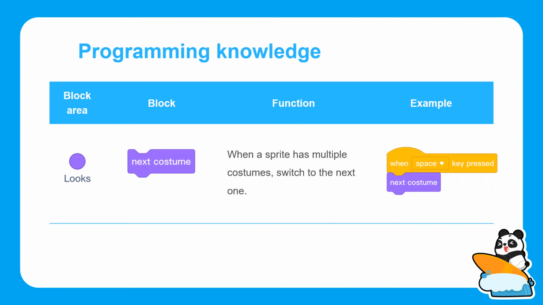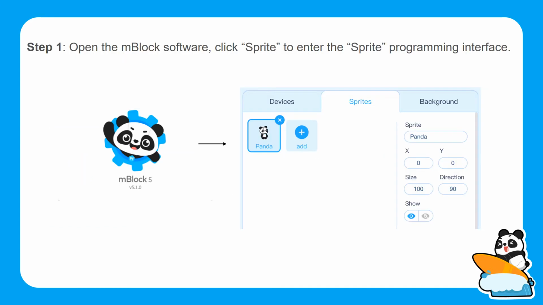Programming Knowledge Review. We click on the block area called Looks. We then select the next costume block. This specific block allows the sprite with multiple costumes to switch to the next one. The following steps are to get Panda to move just like a flipbook animation.